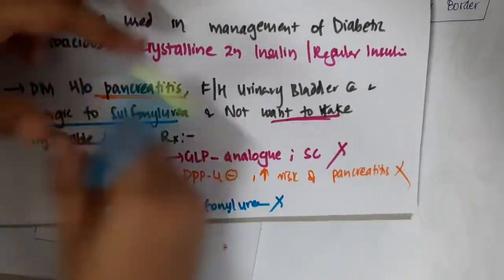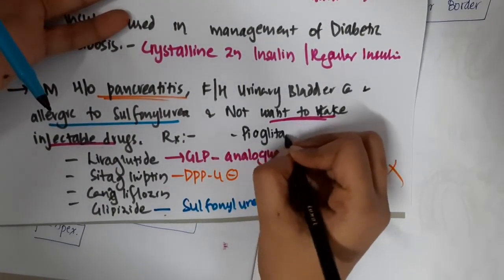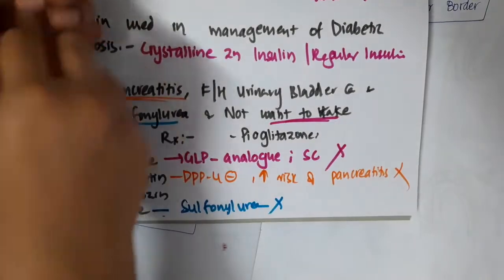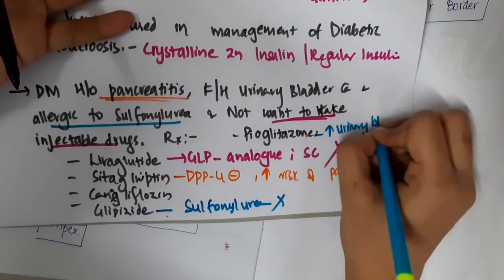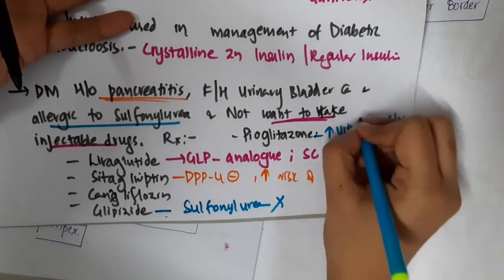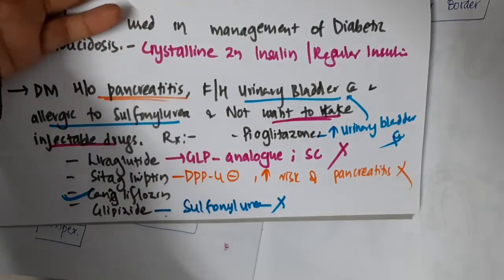And one more drug which is also there in the options is pioglitazone. Pioglitazone increases the risk of urinary bladder cancer. So obviously, since the patient has a family history, we won't use it. So the drug here is canagliflozin.